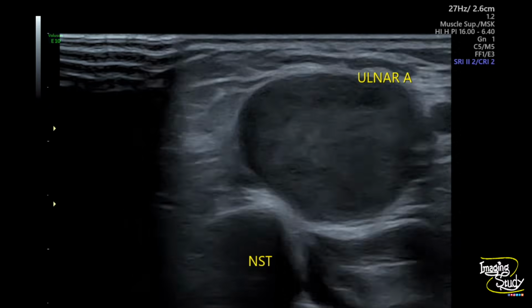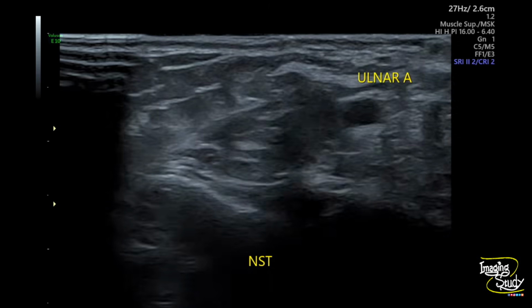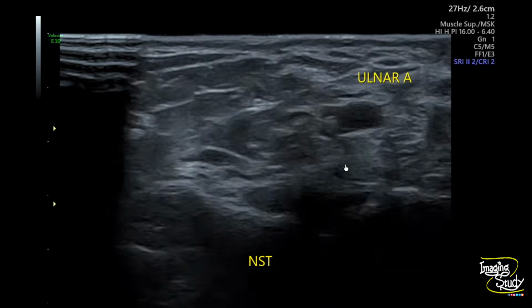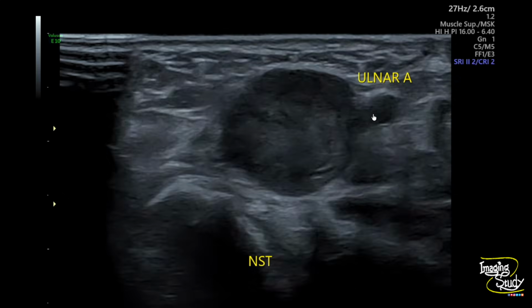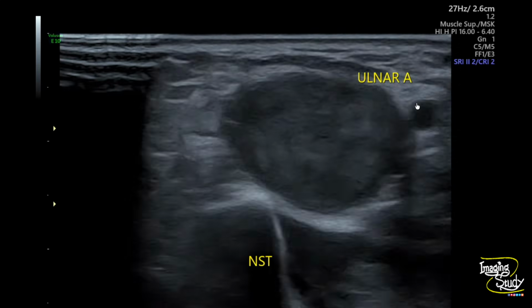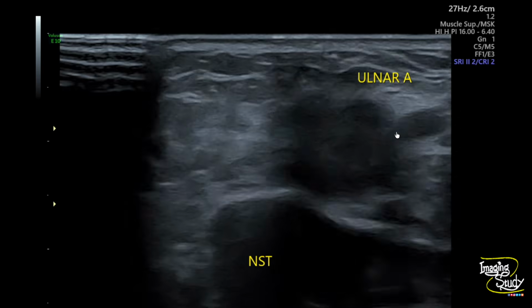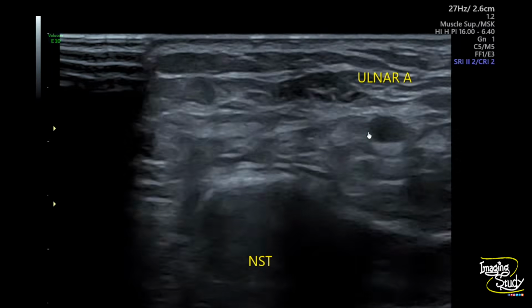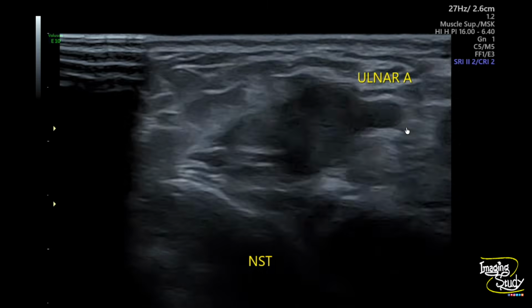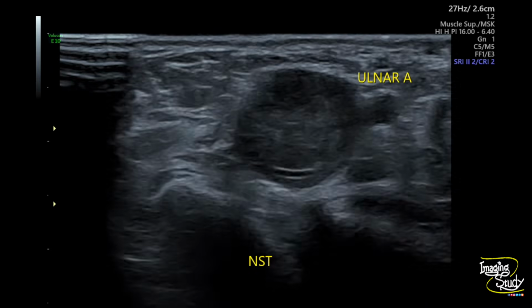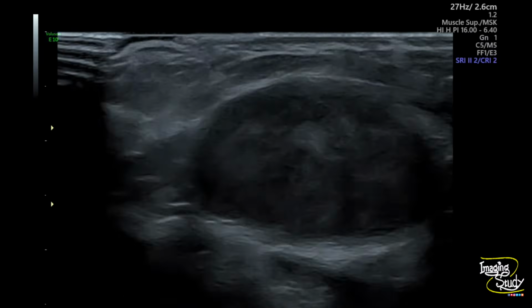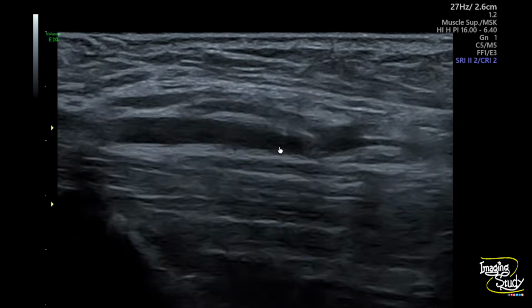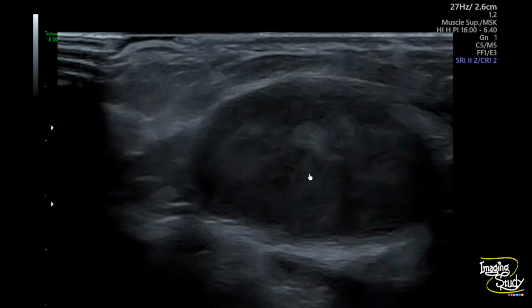Now you can see the cross section of the lesion, and on cross section you can see the relation with the vasculature adjacent to it. You can see the ulnar artery over here which lies adjacent to the lesion. And on long section you can see this one is the ulnar artery. Just moving the probe away from the lesion, you can see that.